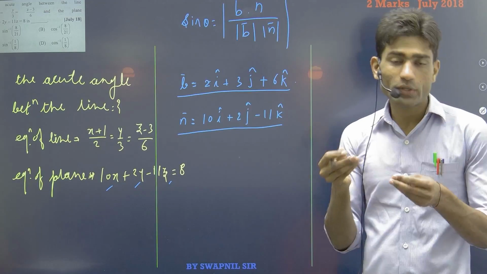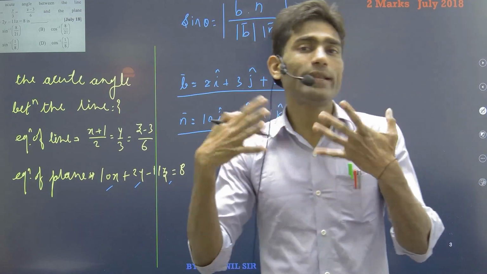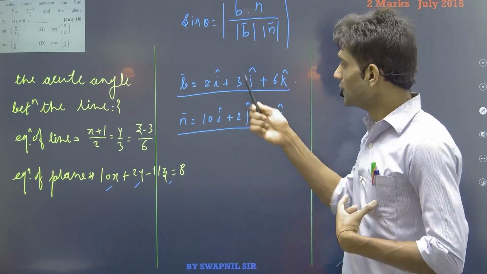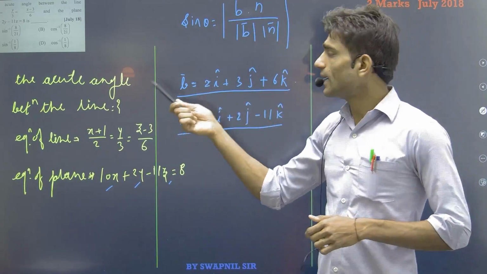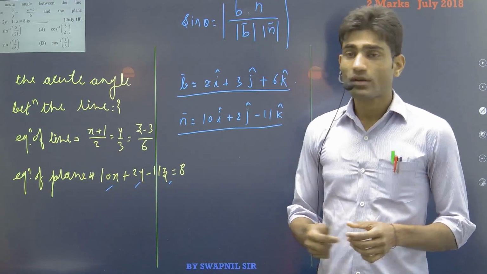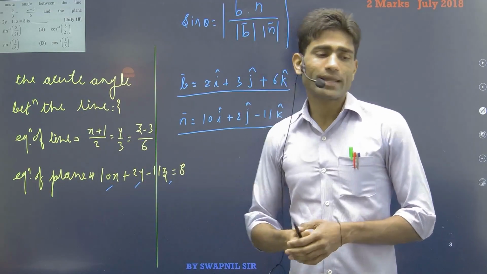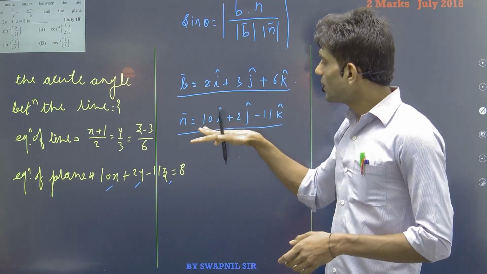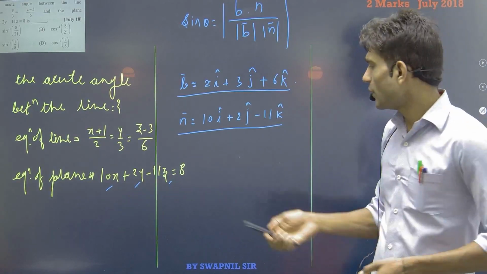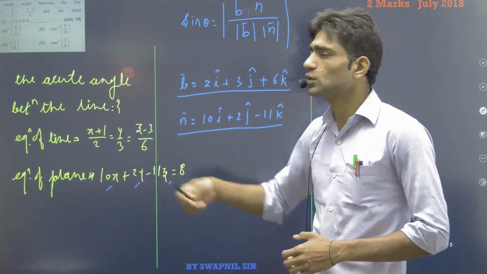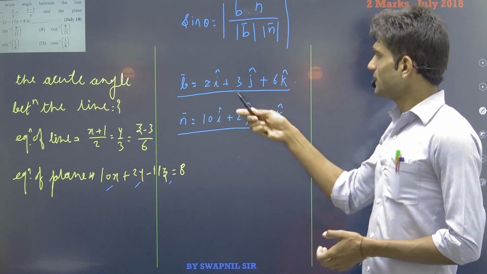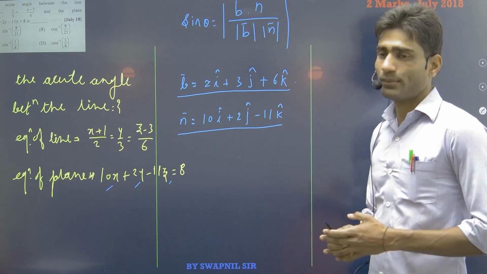Now the only challenging part is how we can define the values for b bar and n bar. Yes, you need to understand that. The b bar is the vector coming from the direction ratios of the equation of a line, and the n bar is the value coming from the equation of a plane. So we have to introduce i, j, k cap in both of them, and then we get b bar and n bar. So it is easier to find b bar dot n bar.